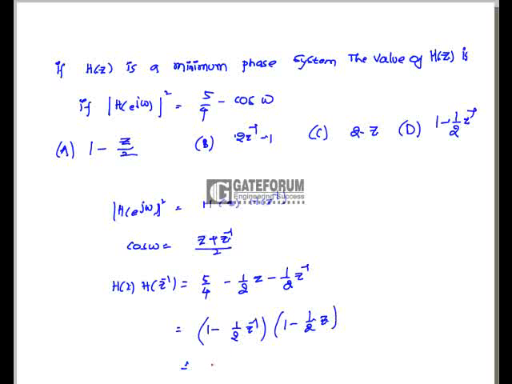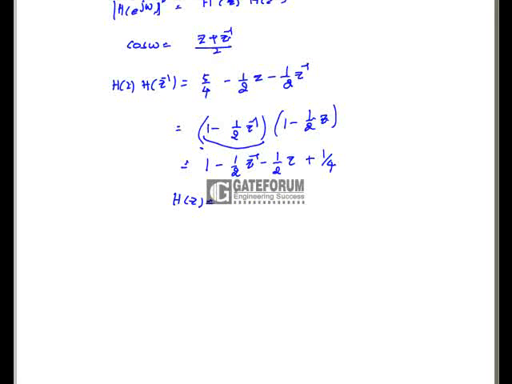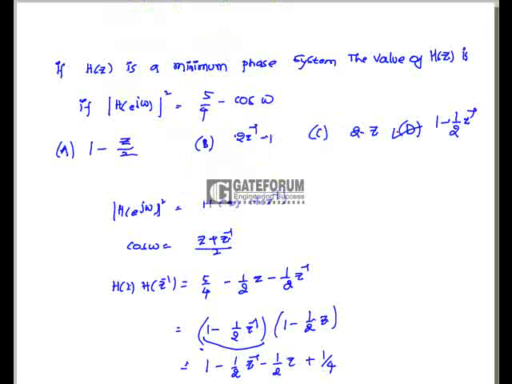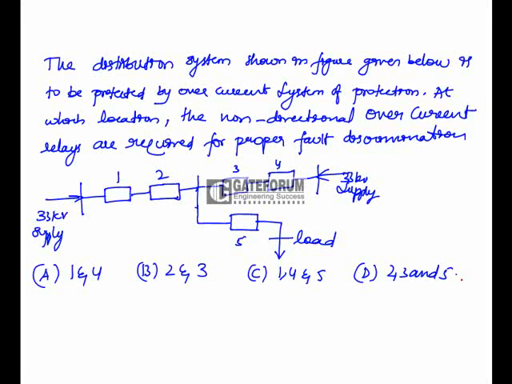Replacing z inverse with z, we get plus 1 by 4, that is 5 by 4. According to the minimum phase system, all the poles and zeros, whatever they may be, should lie inside the unit circle. That is possible only for this one. So H of z must be 1 by 2 z inverse, 1 minus 1 by 2 z inverse. That is option D.